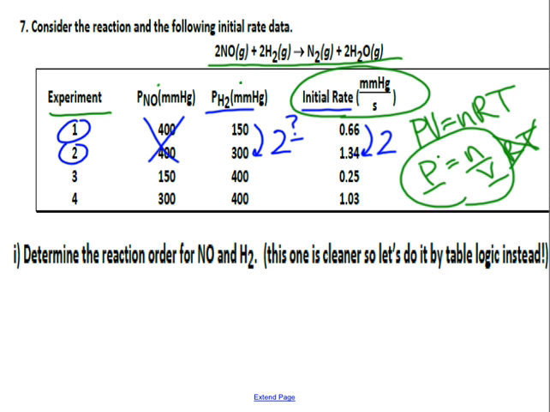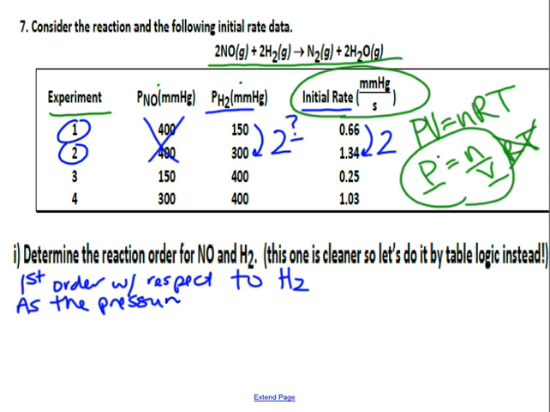What power do I raise the pressure to get a double in rate? What exponent would that have to be? So we know that 2 to the 1 is equal to 2. So that exponent is 1. So this is first order with respect to H2. Now, the question is, is that enough to get credit on the AP? No, it's not. What you have to do is state the following. As the pressure of H2 doubles, what happened to the rate? The rate doubles.